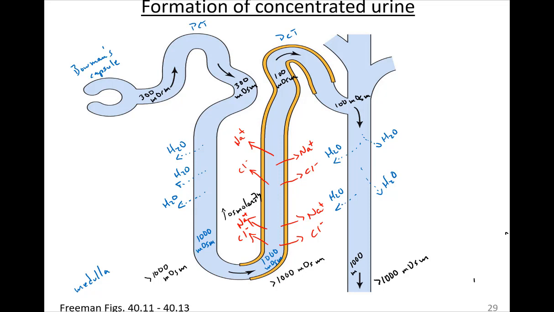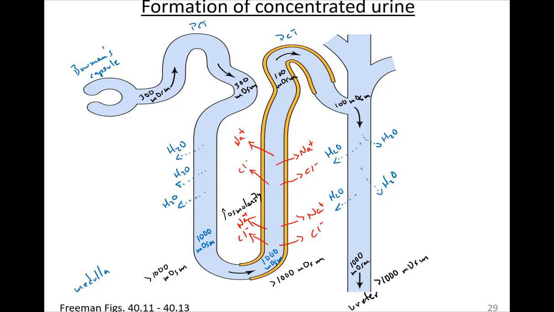So depending on how much it gets concentrated, it can reach very high osmolarity by the time it leaves the collecting duct, greater than 1,000 milliosmolar. And so a very concentrated urine moves into the ureter and ends up getting stored in the bladder to be excreted later when it's convenient.